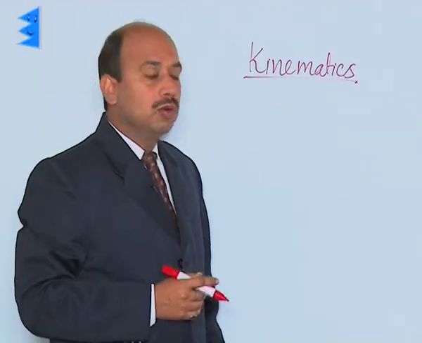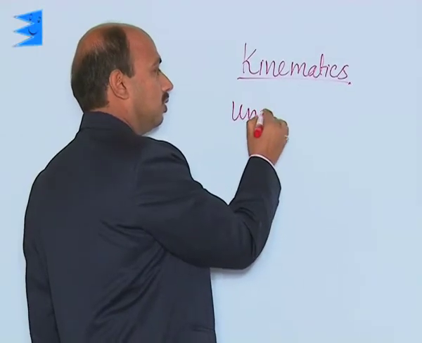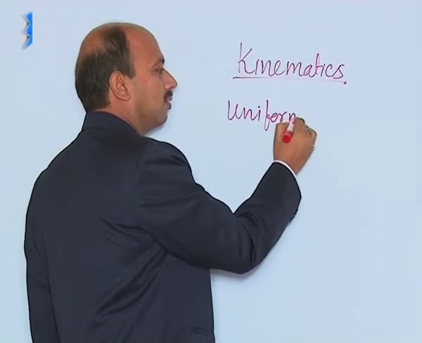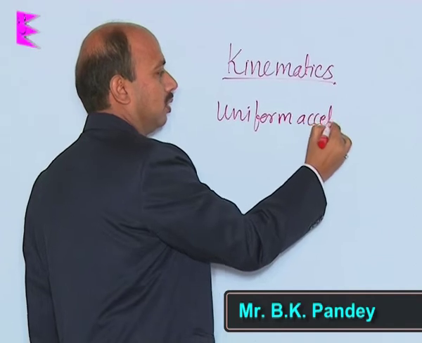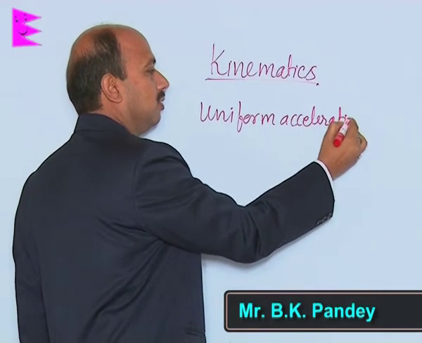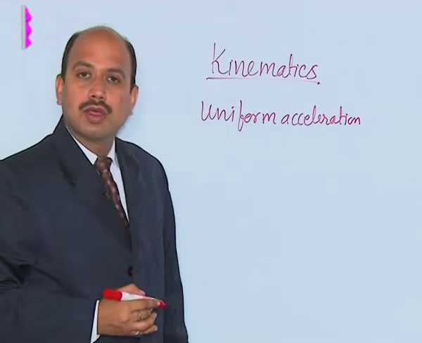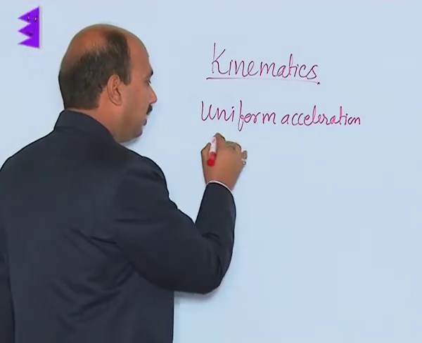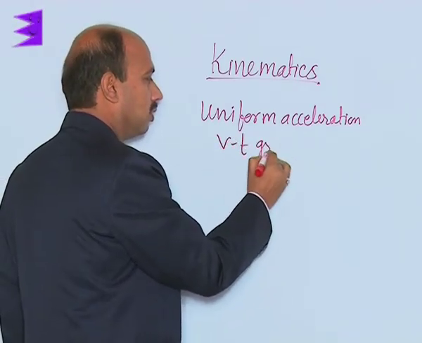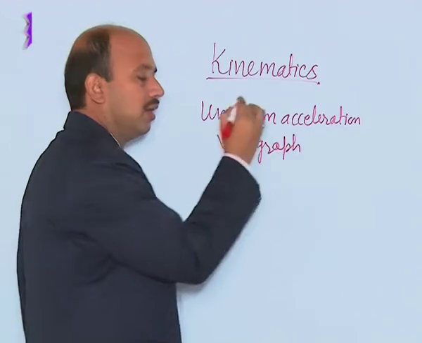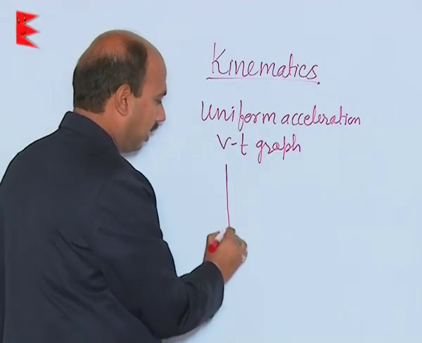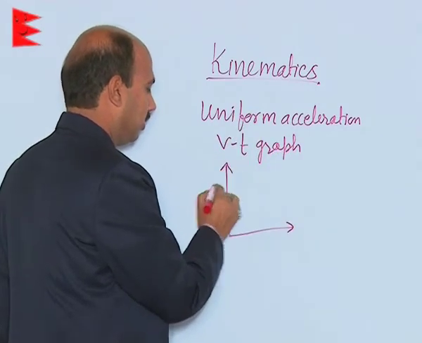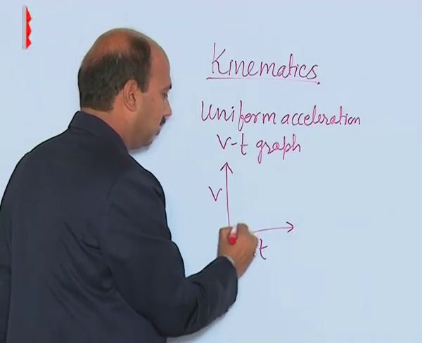So, now we will do uniform acceleration. In uniform acceleration, as we have discussed its definition, now here we can take its Vt graph. If you are taking a Vt graph, it is something like this. This side is your V, this side is T, that is a straight line.